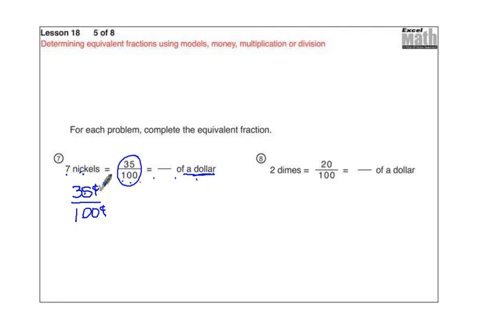They didn't need to put the cent sign on there. What else could we say that is part of a dollar? Well, how many nickels are there in a dollar? Most of you should already know that there are 20 nickels in a dollar. And we're talking about 7 of those 20 nickels.